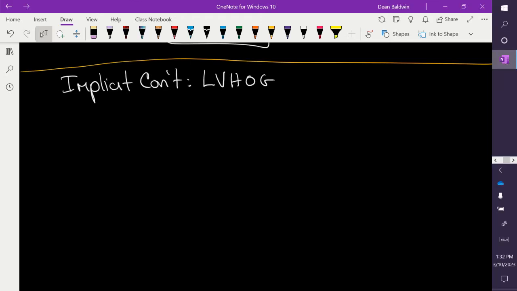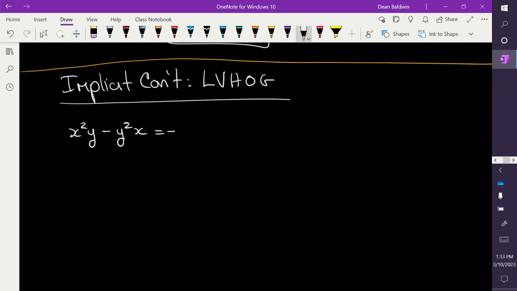Here we go. Implicit continued. So now we're going to do... why is it erasing? There we go. Okay. We are going to find dy dx.